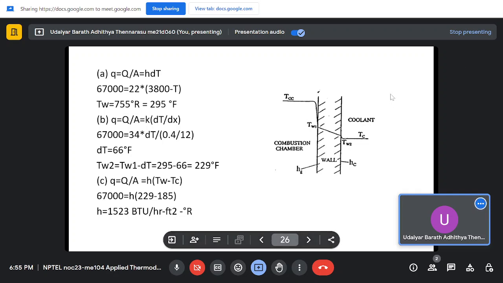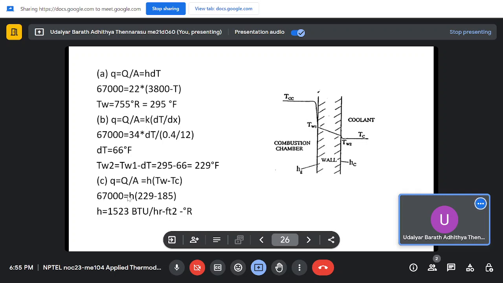Now we need to find the heat transfer coefficient on the coolant side. We know the coolant temperature, and we know the outer wall temperature. The same relation we can use, and we know the heat flux. So Q will be h times the outer wall temperature minus the coolant temperature. So we can find the heat transfer coefficient.